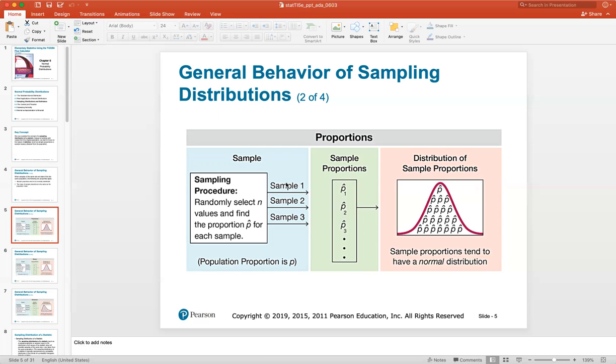Then we can find the sample proportion for each sample, from sample one through, for example, sample 1,000 or sample 1,000,000. We calculate the sample proportion for each sample: p1 hat, p2 hat. Now we take a look at the distribution of sample proportions. You see that? It has a bell shape. So sample proportions tend to have a normal distribution.